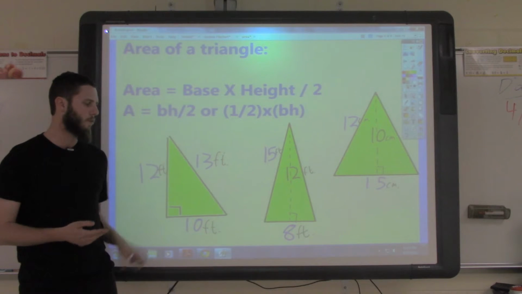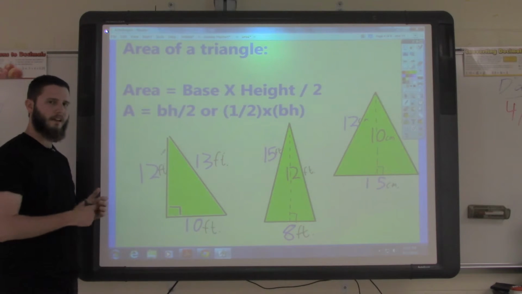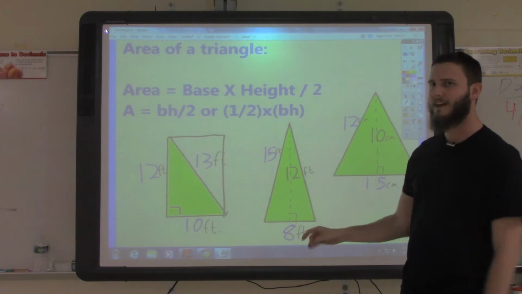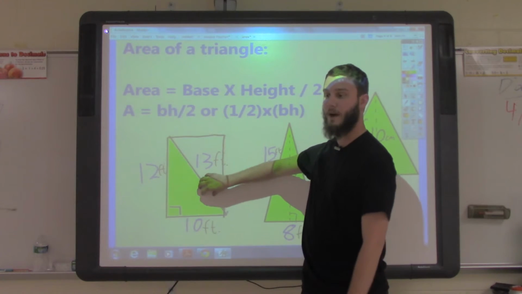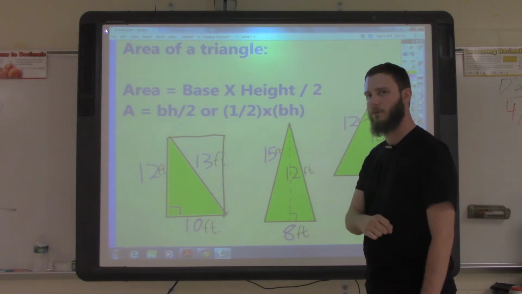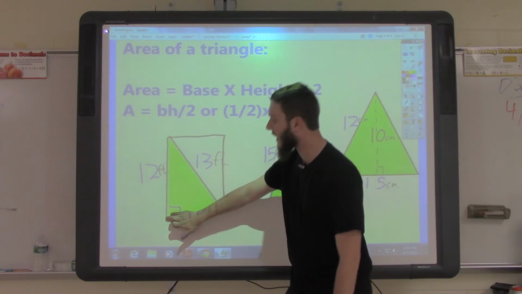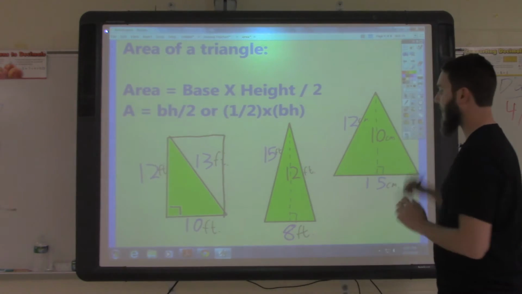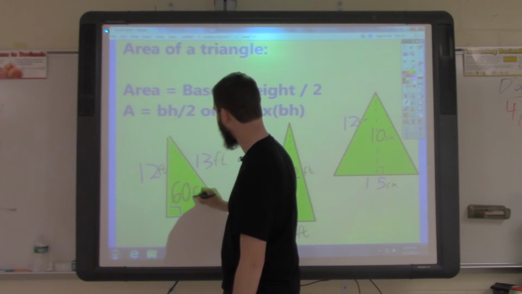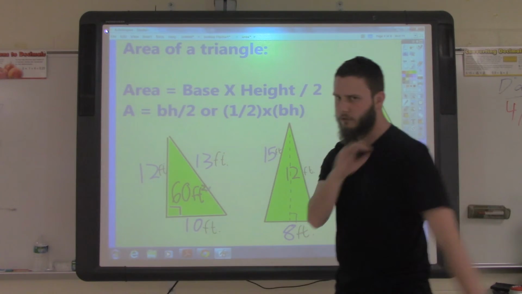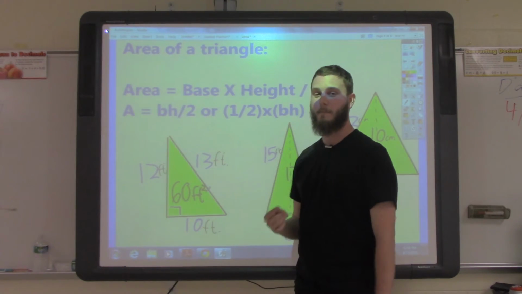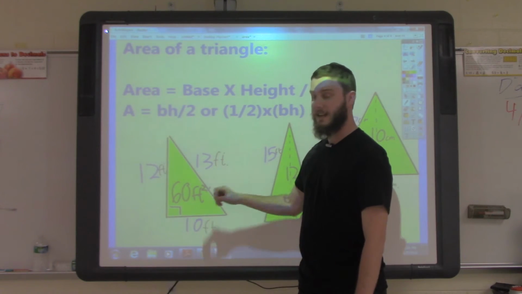However, if you were to do 10 by 12, what you're really doing is finding the area of this shape. If you do 10 times 12, you just found the area of this square, or this rectangle. That's why you have to divide by 2. You have to do 10 feet times 12 feet, and then divide it by 2. And that's going to give you an actual area of about 60 feet squared. We're still using square footage. Even though we're finding the area of this triangle, it's still represented by how many square feet can fit inside of that triangle.